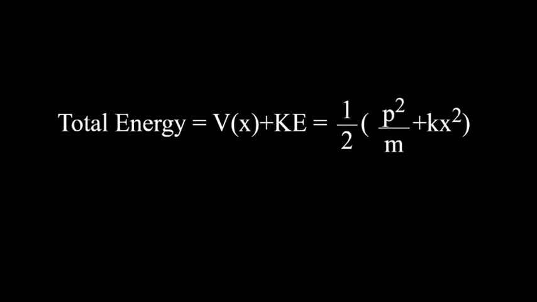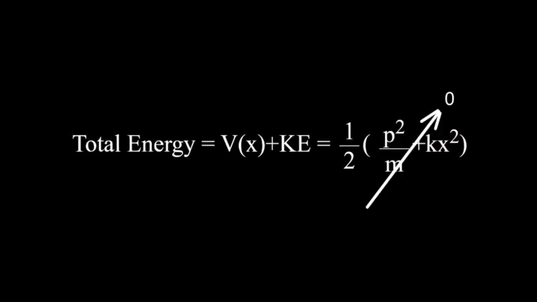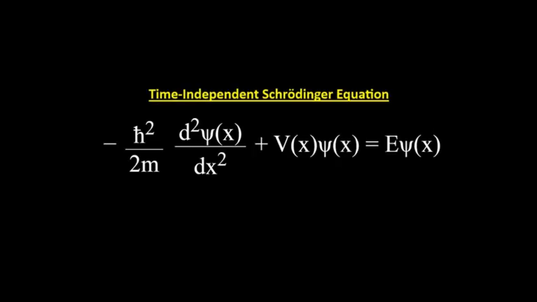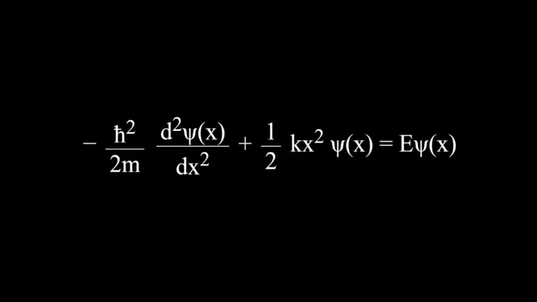In a normal spring block system, if both p as well as x are equal to 0, then the total energy is 0. But this is not possible in quantum mechanics, so we use the time-independent Schrödinger equation to calculate the wave function of the system. Here, V of x is the potential, which can be replaced by half kx square.